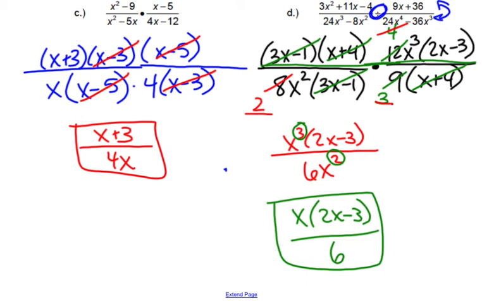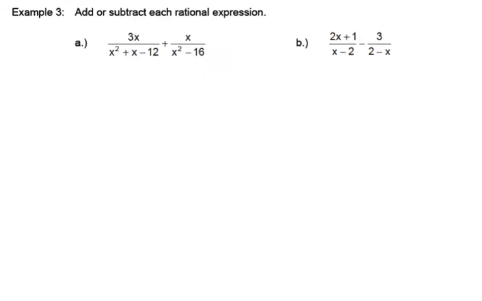All right, go ahead and flip over. We've got one more thing to talk about. Adding or subtracting rational expressions. Now, before I can add or subtract, I need to have a common denominator. Again, you're going to factor first. Factoring is going to always help you in problems like this.